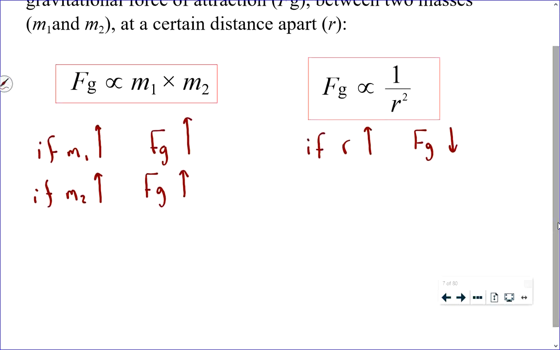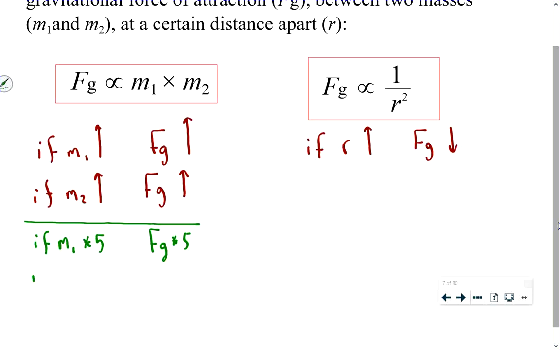But this squared really messes things up. So let's take a look at some situations here, and then we've got examples as well. What if m1 was multiplied by 5? What would happen to the force of gravity? It would also be multiplied by 5 because they're directly proportional to each other.